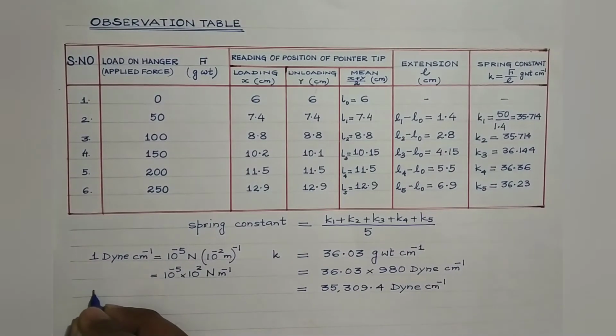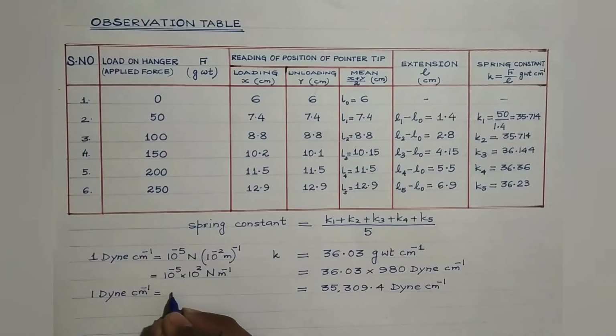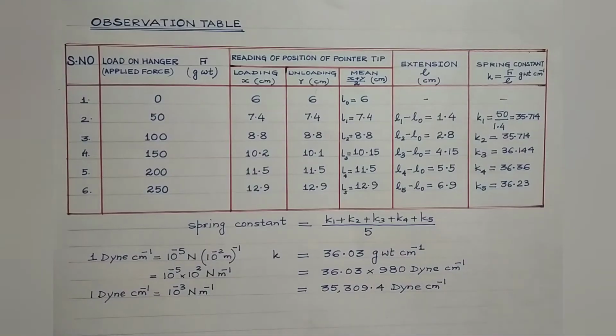So students, remember this relation: 1 dyne per centimeter is equal to 10 raised to the power minus 3 Newton per meter. So in case you want to express the spring constant or the force constant in SI, then we have to make use of this conversion.